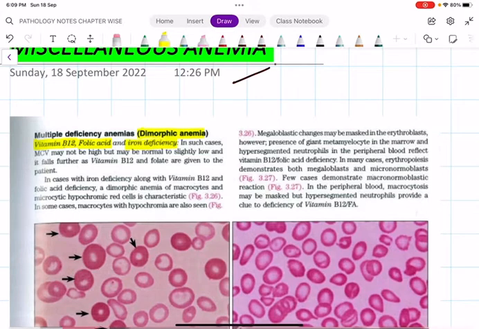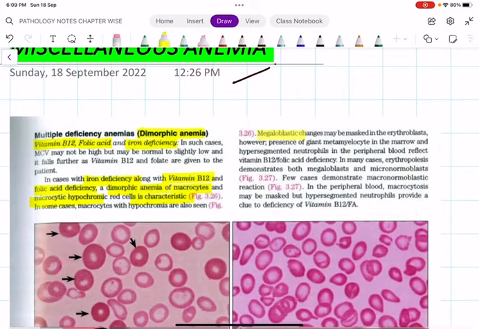So, what are the features of iron deficiency anemia? Microcytic hypochromic anemia. What are the features of vitamin B12 or folic acid deficiency? Yes, it is macrocytes, okay, with the hypochromia. So, remember, iron deficiency along with vitamin B12 and folic acid deficiency, we will get dimorphic anemia, and macrocytes and microcytic hypochromic red cells are characteristic. That means we will get both macrocytes as well as microcytes. Fine. And hypochromic.